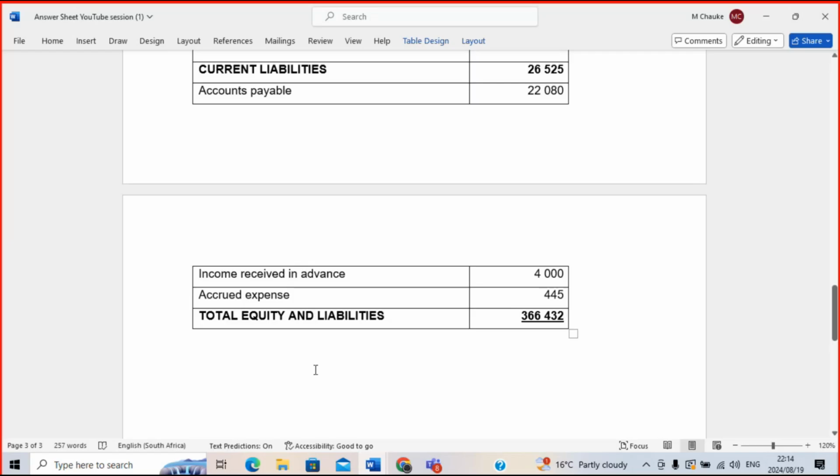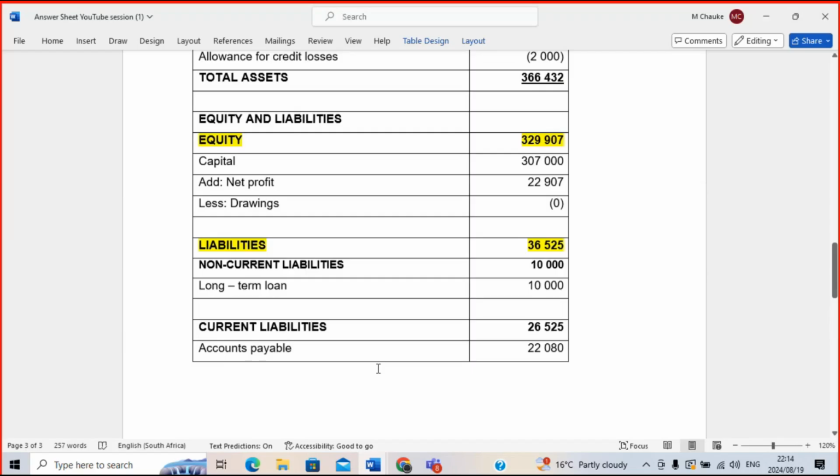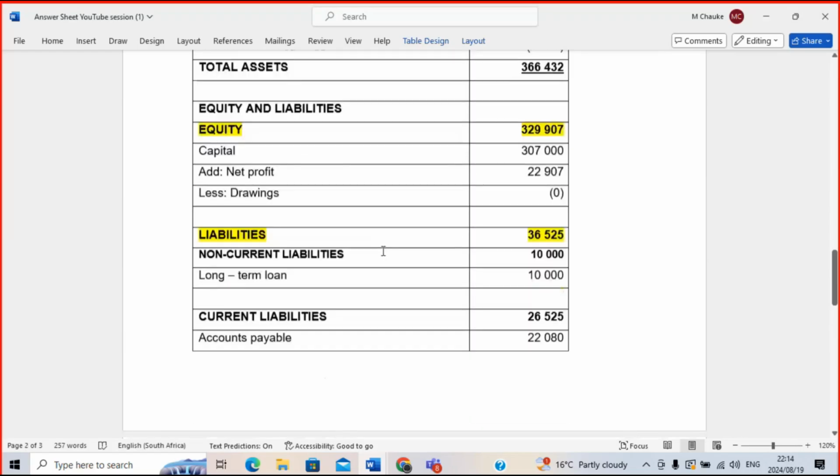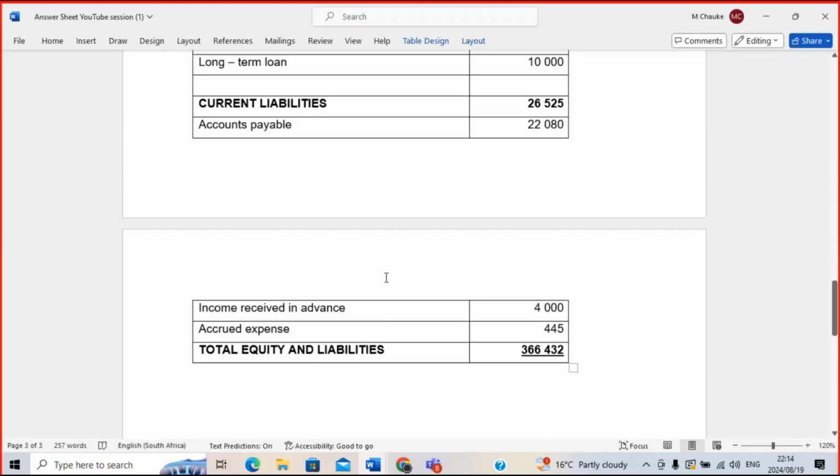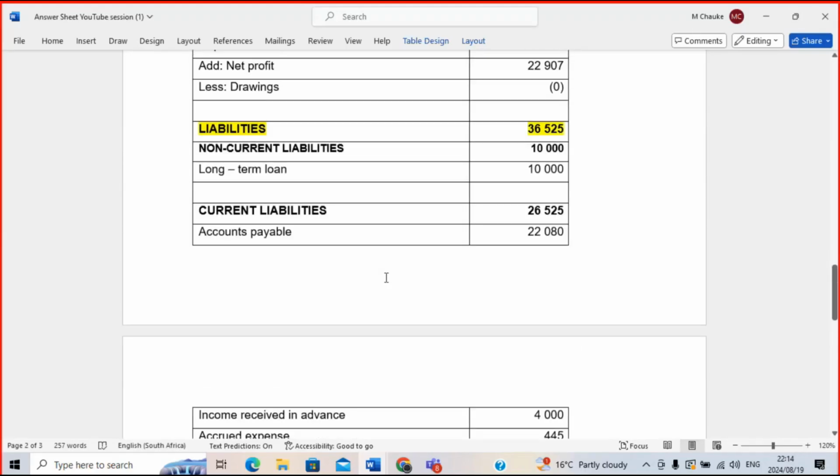366,432. Remember, your total assets must be equal to your total equity and liabilities. And we've got it right now. So we are 100% good.